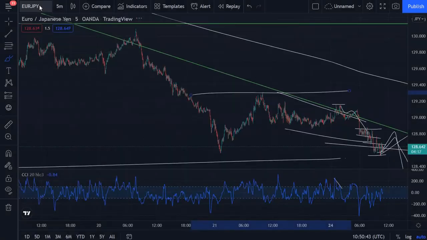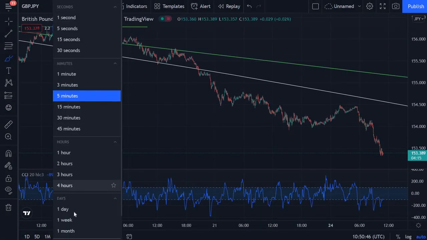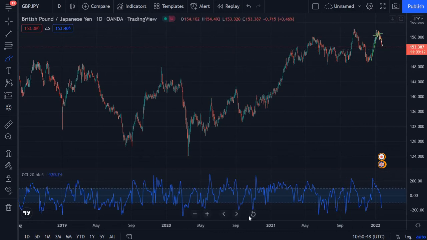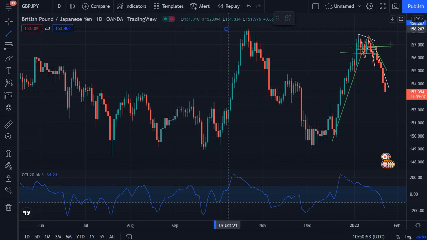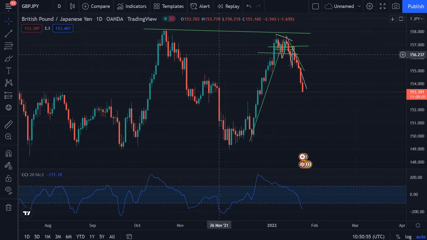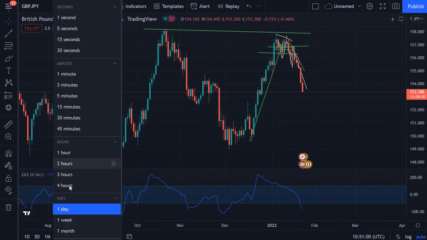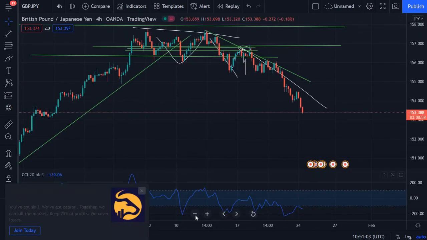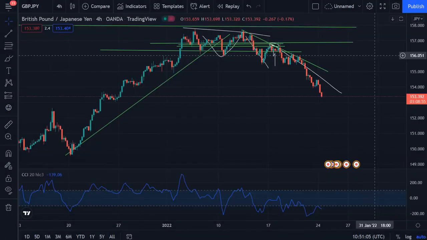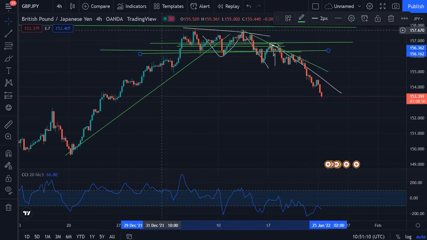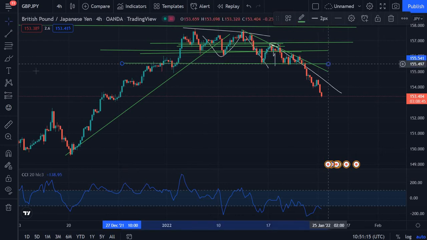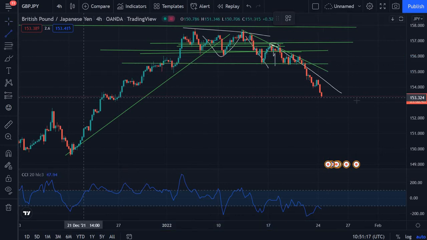Looking for shorts. GBP Japanese yen, taking a look at the daily. So here now a bit of a double top, breaking structure here. If we check the forward chart, we broke this structure here. So here this uptrend, then here again a double top, now a retest, and now going lower. Here it broke this structure, retesting this one.